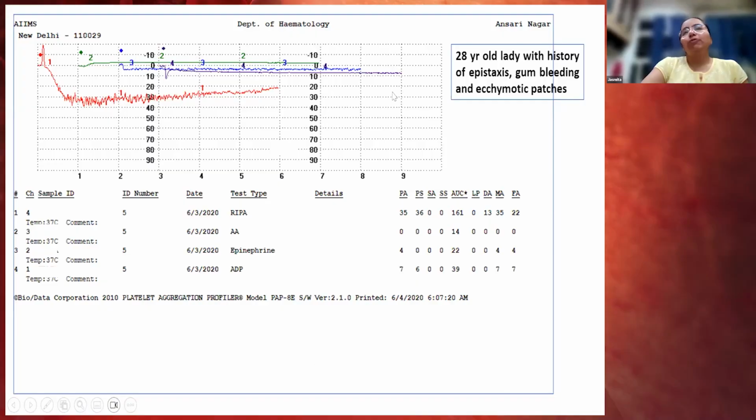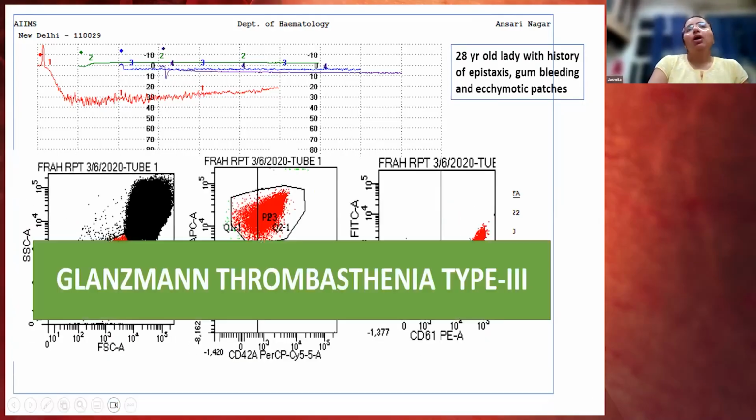So herein we have a case where you have reduced aggregation with... sorry, I think yeah. So this is the second patient. Again, the aggregation with ristocetin is there, but it appears to be reduced. There is aggregation followed by a slight disaggregation here as well. With all three other agonists, it is absent. So again, we are looking at a patient of GT.